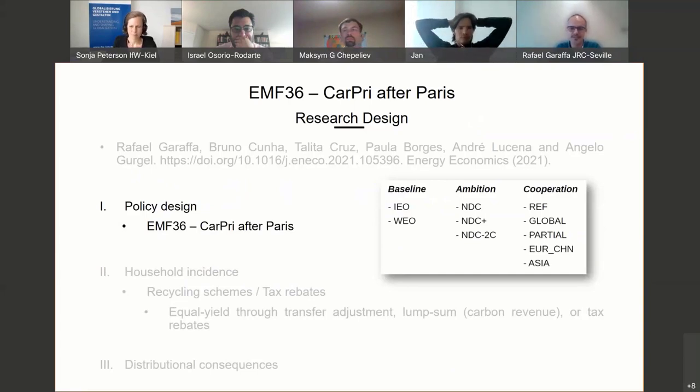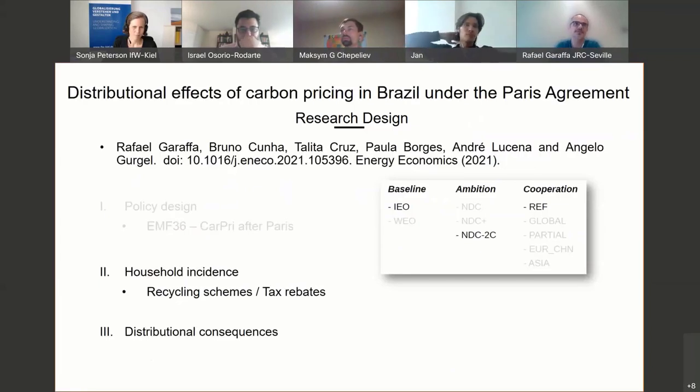But since Jan already took his time greatly explaining this, I'll just jump to our setup, which in that case, our scenarios were largely solely based on the IO baseline with NDC 2-degree ambition, and the results I'm going to show you today are only for the cooperation and the ref case, where each country has its national cap and trade system or carbon pricing policy. So this paper, I'm happy to say, is already published in Energy Economics. You can have more details there, of course.